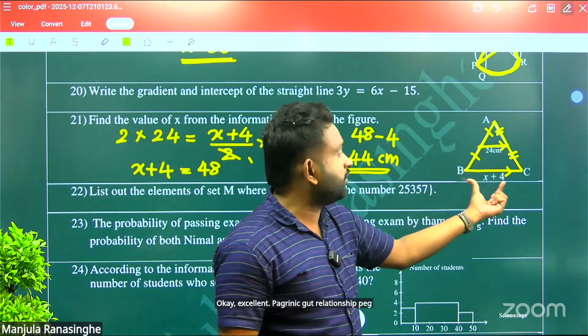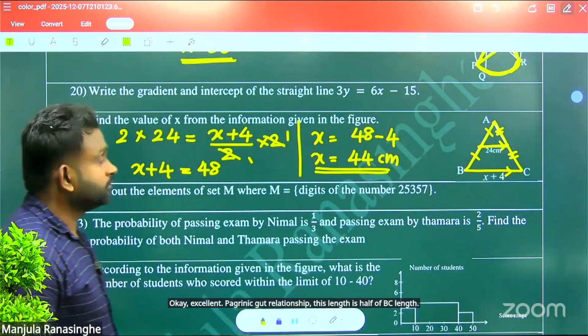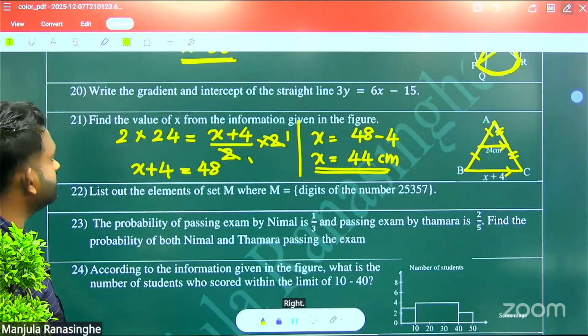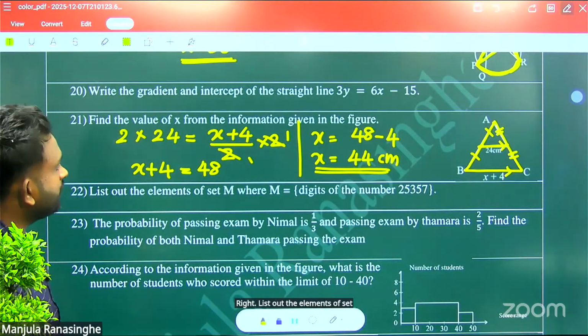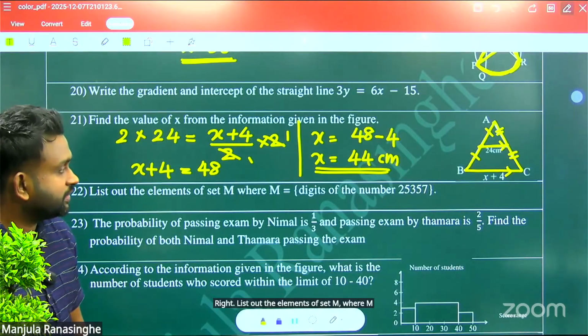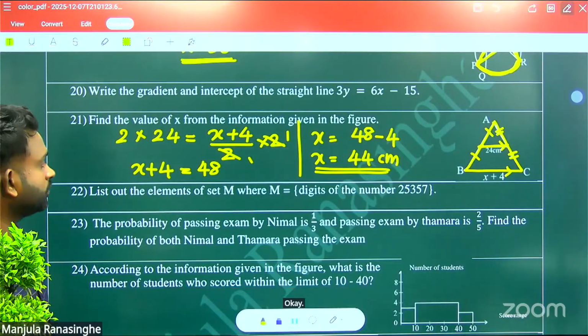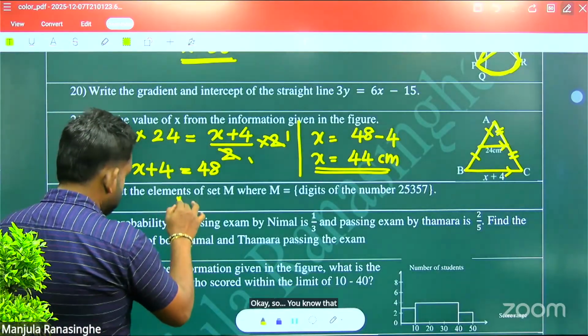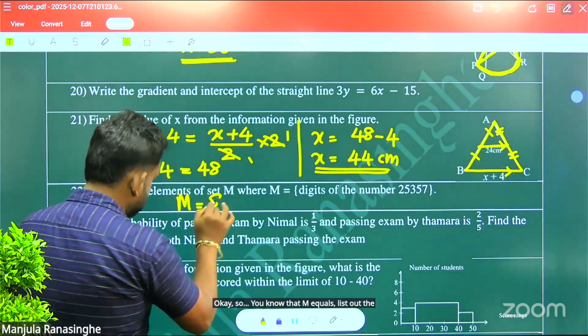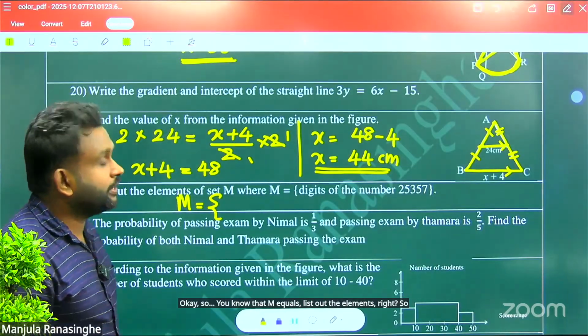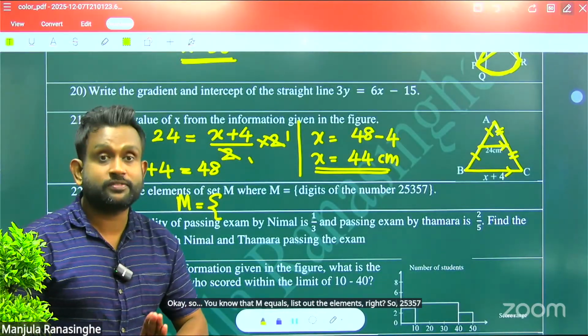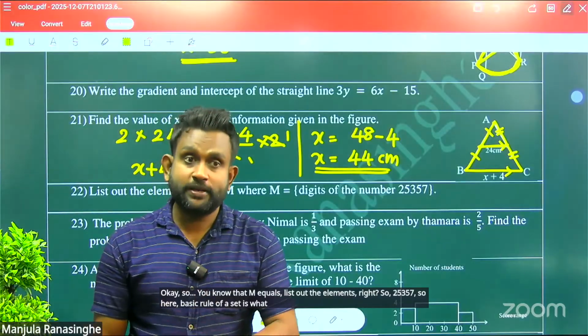This length is half of the BC length. Right. List out the elements of set M where M equals the digits of the number, this one, right? Okay. So you know that M equals, list out the elements, right? So 2, 5, 3, 5, 7. So here the basic rule of a set is what? Not to repeat the same elements.